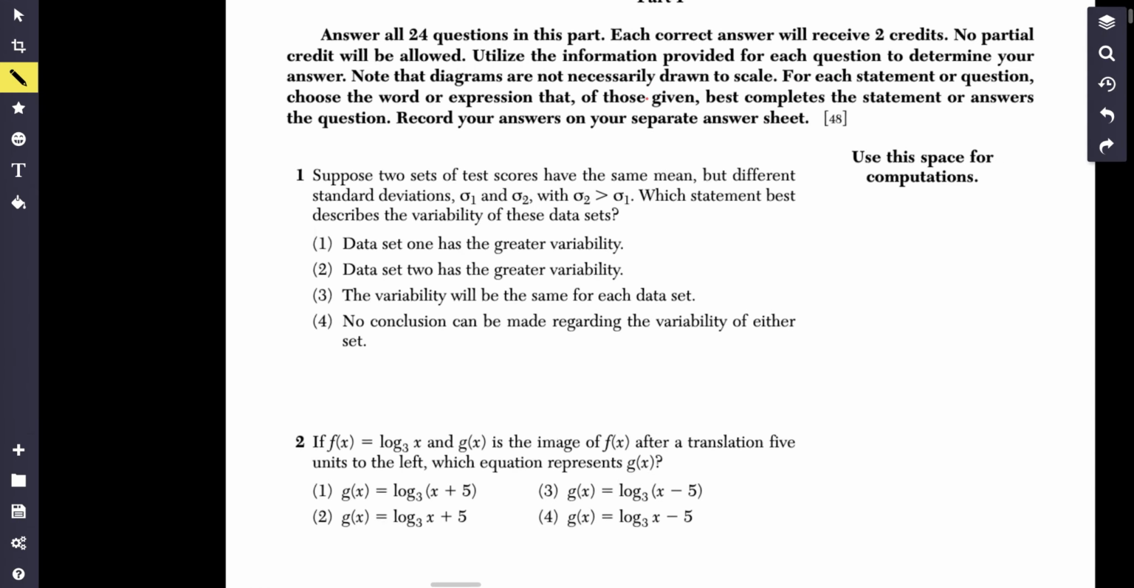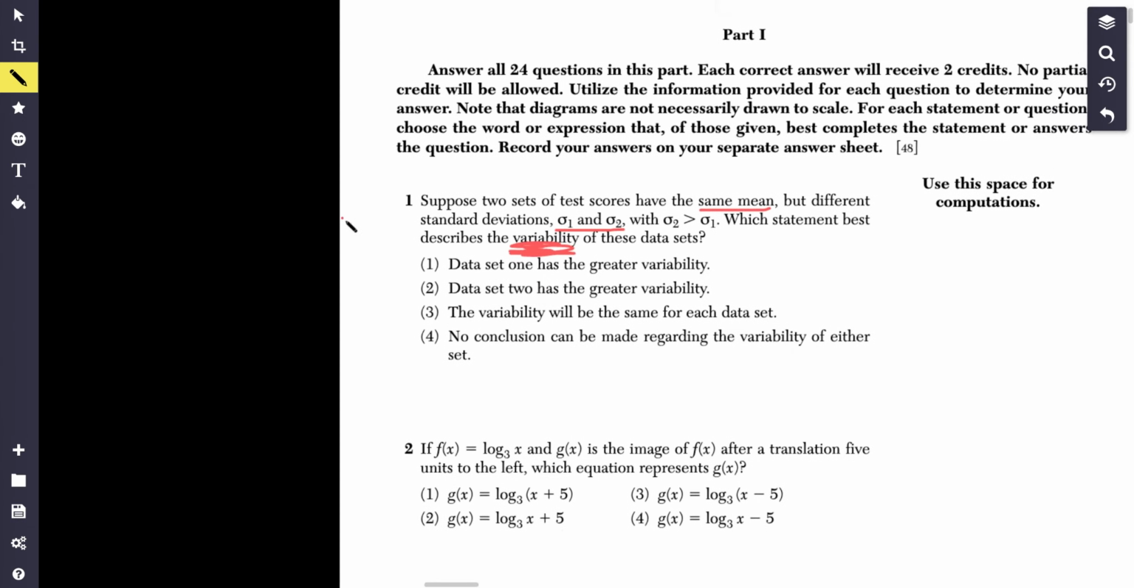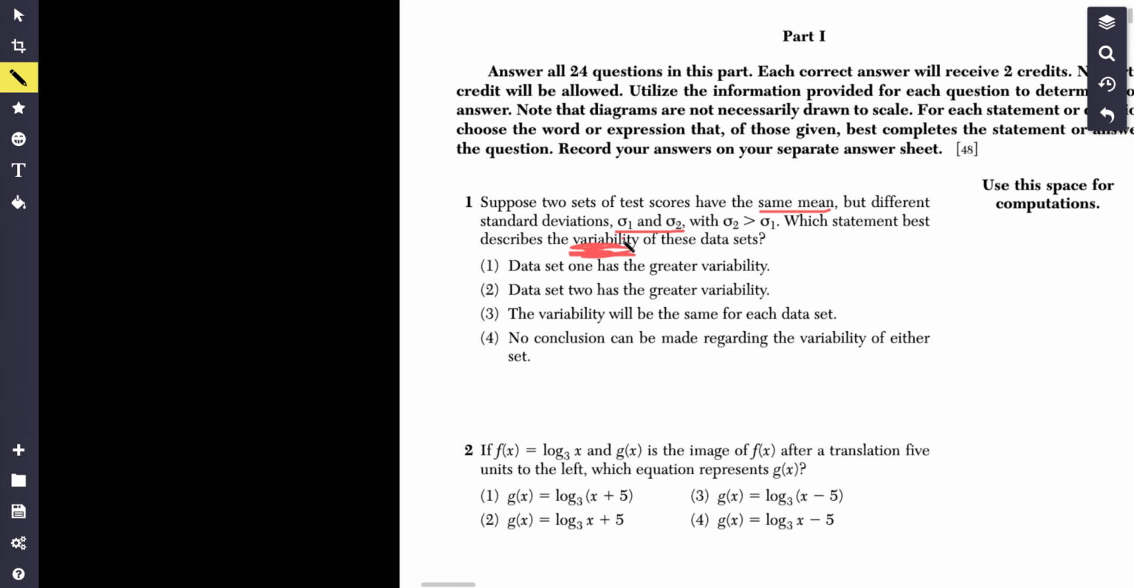Two sets of test scores have the same mean with different standard deviations, where the standard deviation for set 2 is greater than the standard deviation for set 1. Which statement best describes the variability of these test sets? So variability kind of just means your range, how spread out your data set is.